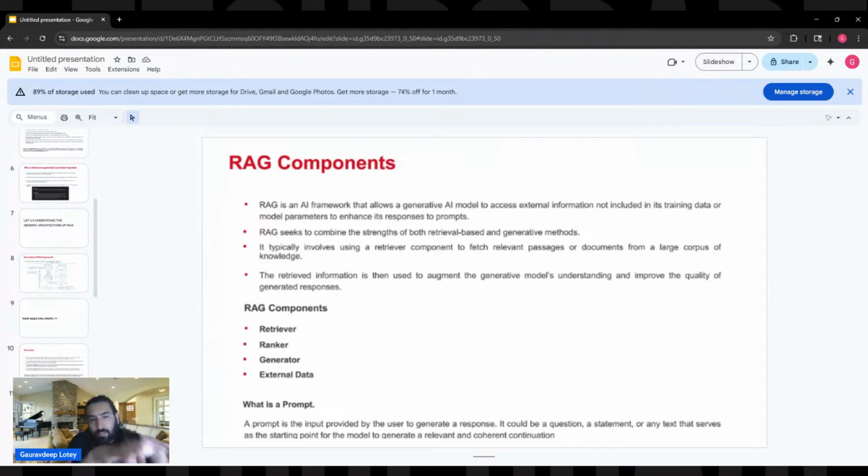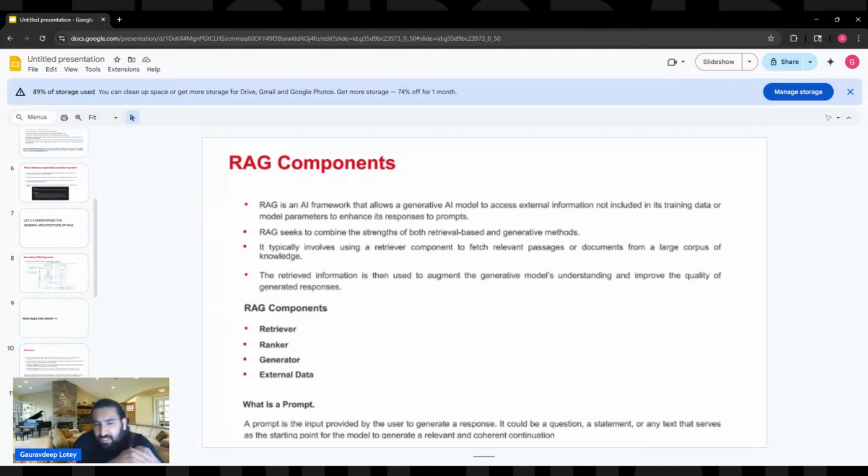Now, RAG seeks to combine the strength of retrieval based and generative methods. Generative methods are already there in themselves. LLMs are generative models, but now they are retrieval based generative models if we introduce RAG, right? So the retrieved information is then used to augment the generative capabilities. The components of RAG are the retriever, the ranker, the generator, and an external database. Now the key over here is a good prompt engineered RAG module.